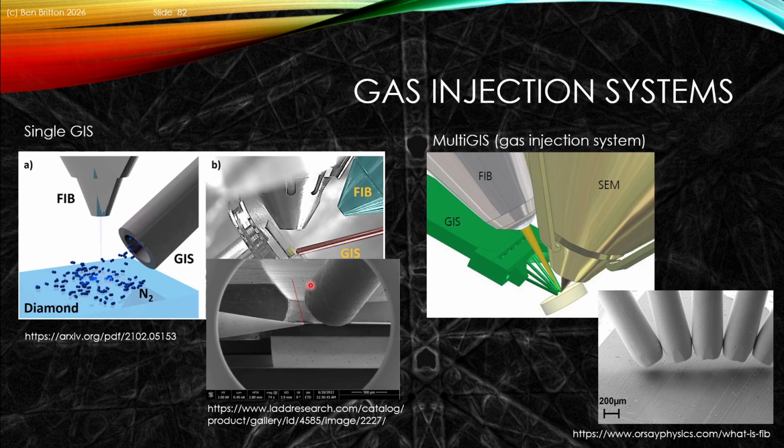We can also have multi-GIS systems where we have multiple input needles. This is effectively a 5-gas manifold where we can have multiple different gases. We might choose which one we want to flow over the surface of our substrate. So this is a multiple GIS that's now sitting on the surface of our part. And we set this up so that the GIS is flooding at the coincident point of our FIB and SEM.